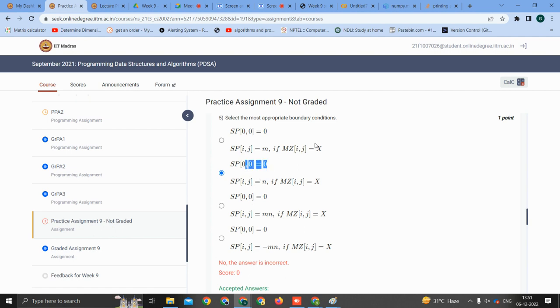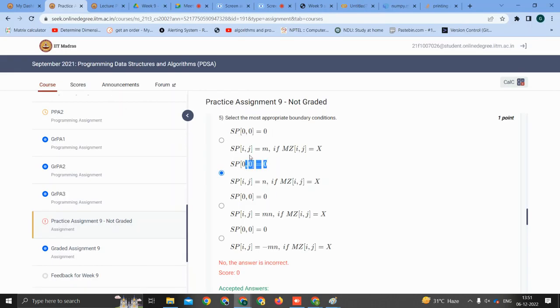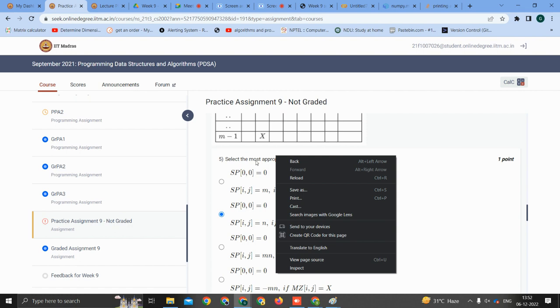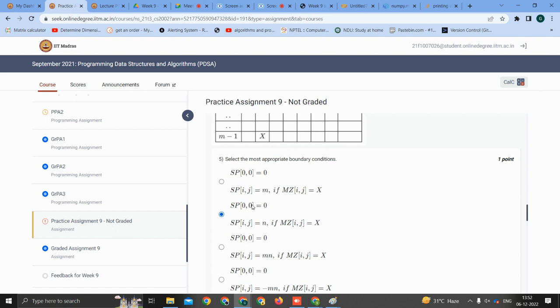So they are saying to put 0 as SP of 0, 0. We are taking 0 here. Then SP of i comma j equal to m. What is m here? M is some random value, I think. No, m is the number of rows.